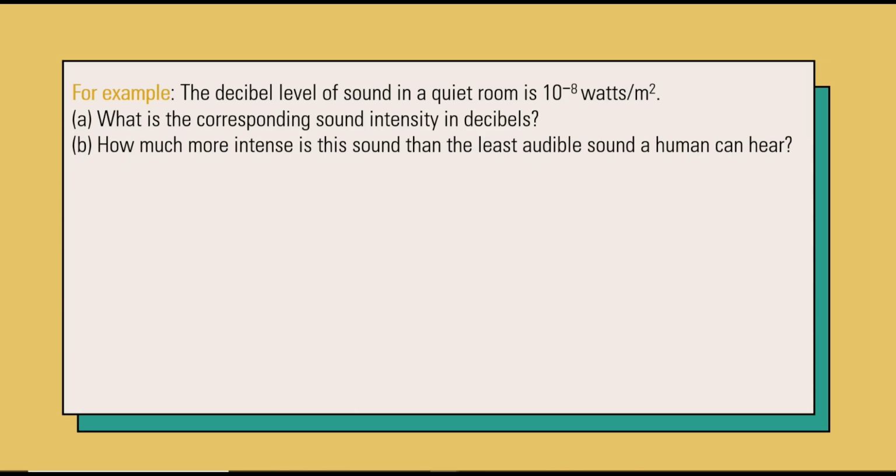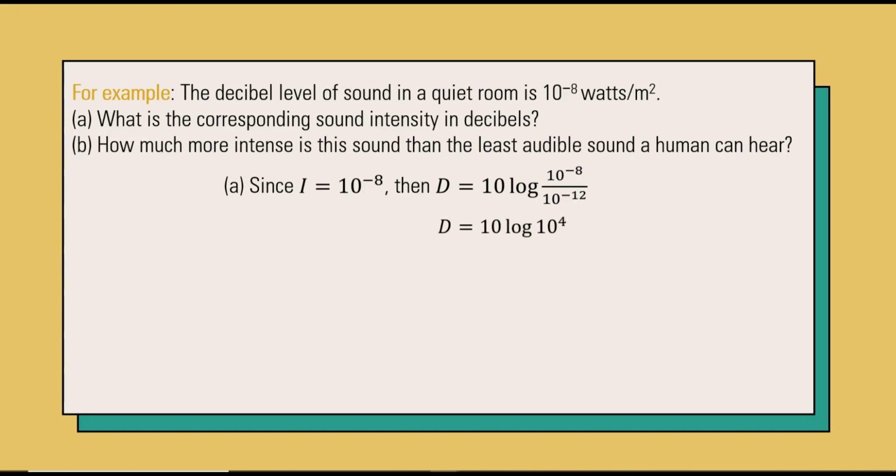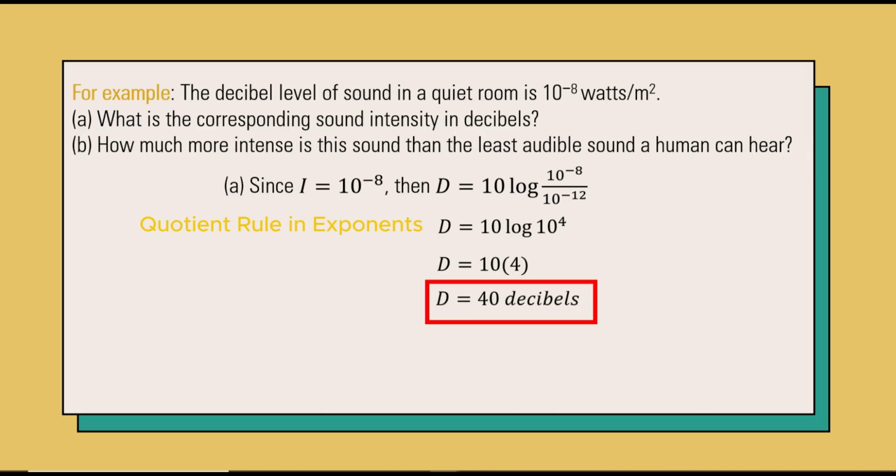Now we will look for A and B. For letter A, what is the corresponding sound intensity in decibels? So, we will substitute that given number for the variable I. Therefore, it will then become D = 10 log (10^-8 over 10^-12). So, with the same thing, we will subtract the exponents as they have the same base. So that will then become 10 log 10^4, which will then become 10 multiplied by 4, and then will become 40 decibels.